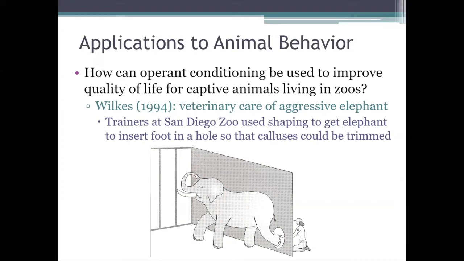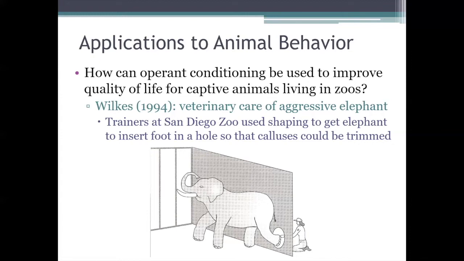And so instead, what they did was they built a steel gate that had a hole in it. And the plan was for the elephant to put its foot through that hole so that a veterinarian could trim its calluses while remaining safely on the other side of the gate. But the problem, of course, was getting the elephant to cooperate with this plan.